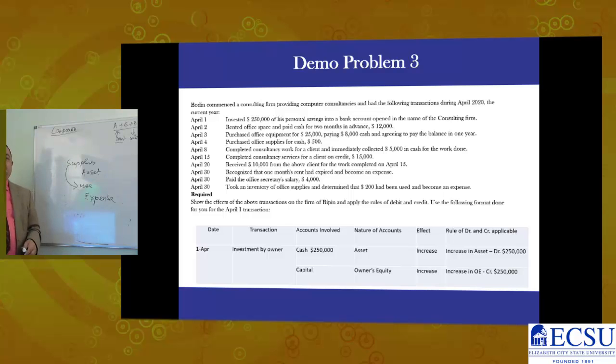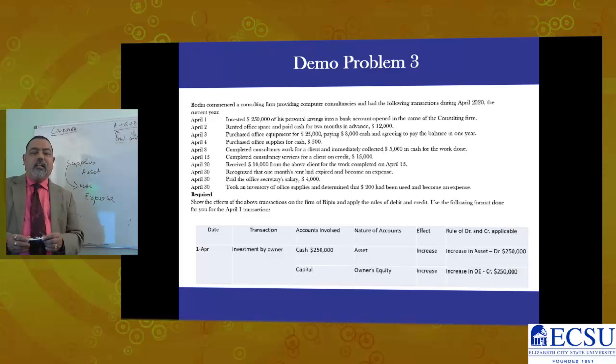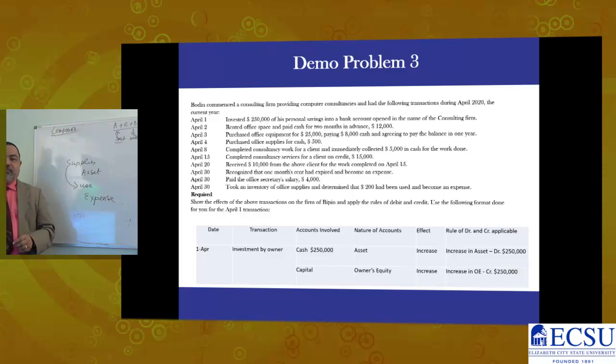Now, I'm going to go over demonstration problem number 3. Bodin commenced a consulting firm providing computer consultancies and had the following transactions during April 2020, the current year. You can see first is April 1st invested 250,000 of his personal savings into a bank account opened in the name of the consulting firm. So we are given a list of transactions for the month of April, and what you have to do is identify what the transaction is, what are the accounts involved, what is the nature of the account, and what is happening. This is the effect of increase and decrease, and you'll apply the rule of debit and credit.